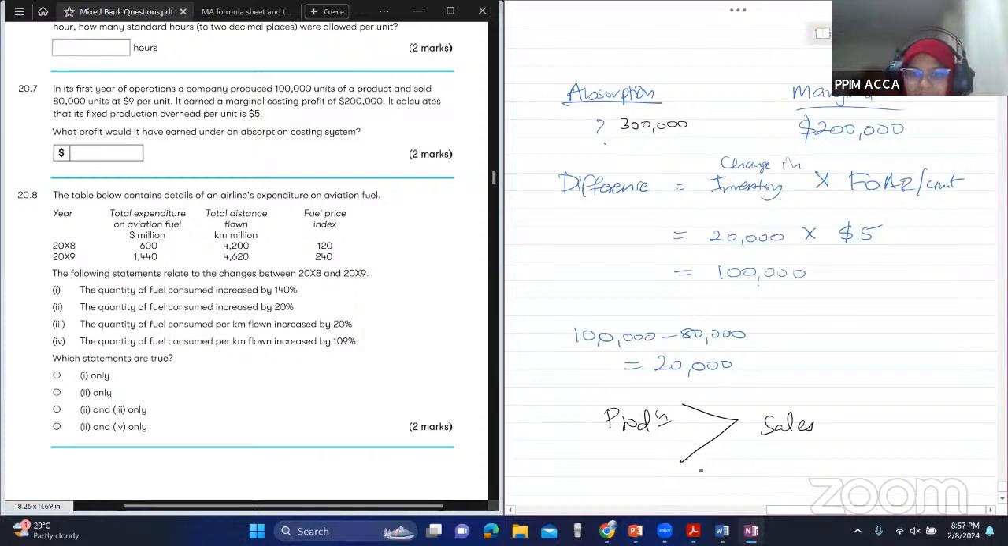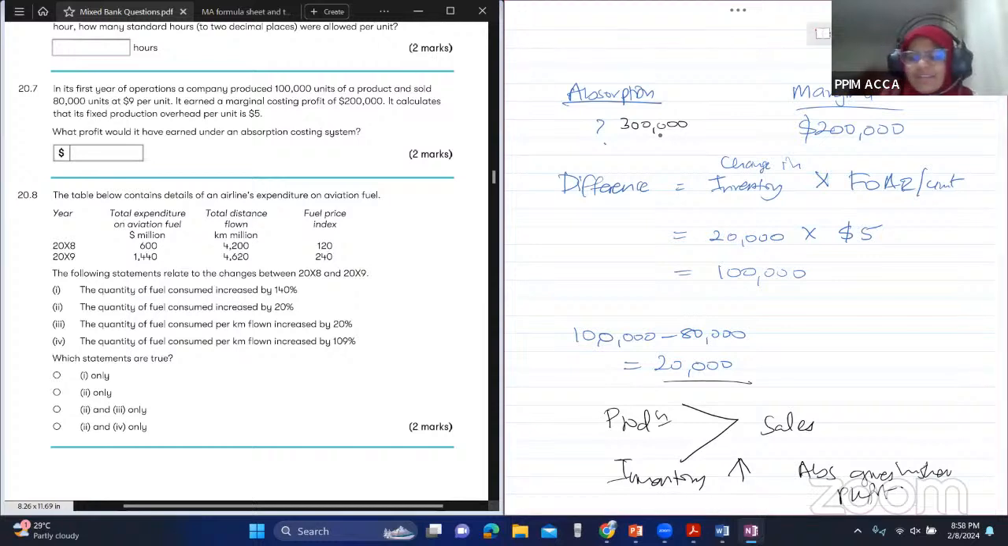Absorption gives the higher profit because inventory has increased. Okay, so the difference between this question and the first question is, in the first one, we just spoke about how to calculate the difference. We calculated the difference and the answer said absorption will be 20,000 more. But we did not calculate the answer for the absorption costing profit. So in this question, we will be calculating the answer for the absorption costing profit.